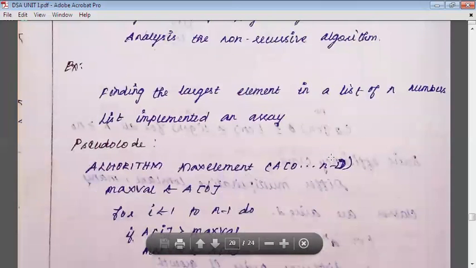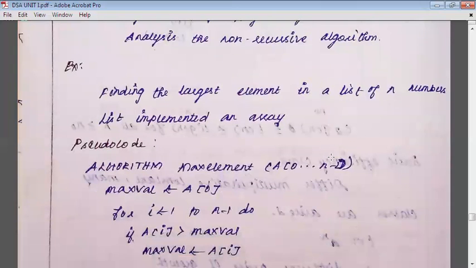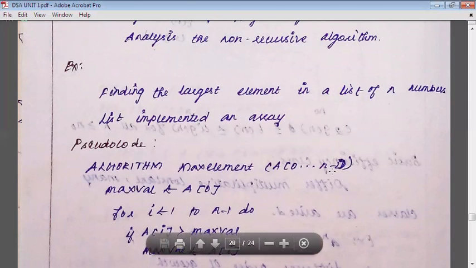Here, take the example: find the largest element in a list of n numbers, where the list is implemented as an array. So what we do is give a set of n numbers as input, and find out which number is the maximum in that input. That is what it means to find the largest element in the given array. Here is the pseudocode.